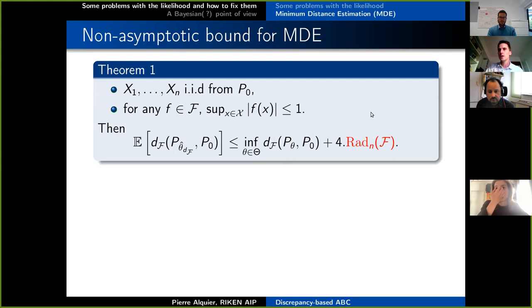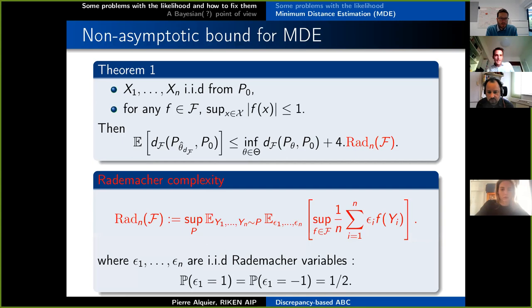So it's nice. In some sense, we have a quantity. It's called the Rademacher complexity of the family f. We just have to analyze essentially this quantity. And if it goes to zero, I know that minimum distance estimation, MDE, will lead to a convergent estimator. Actually this quantity is a classical object in machine learning called the Rademacher complexity.